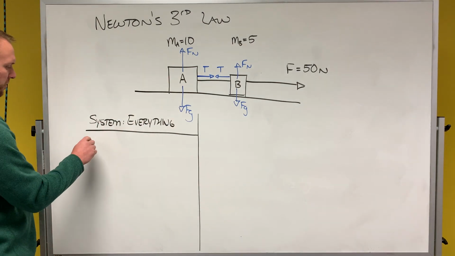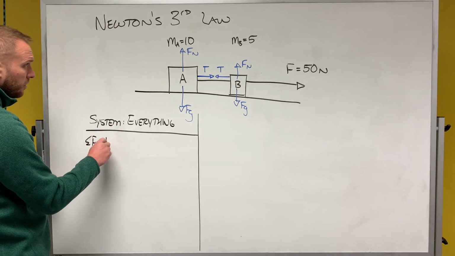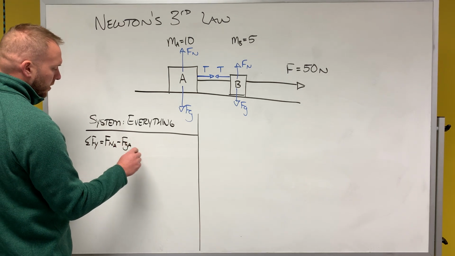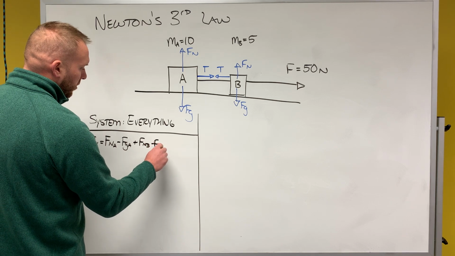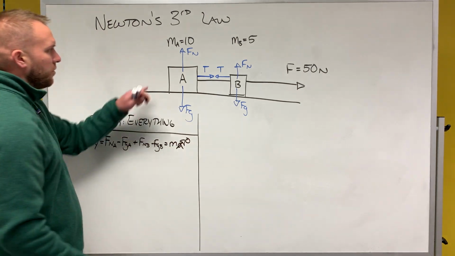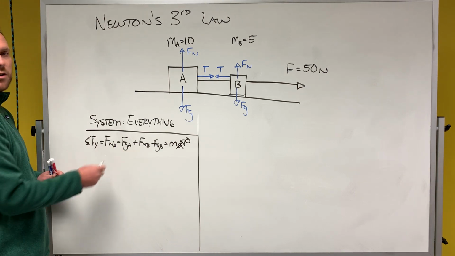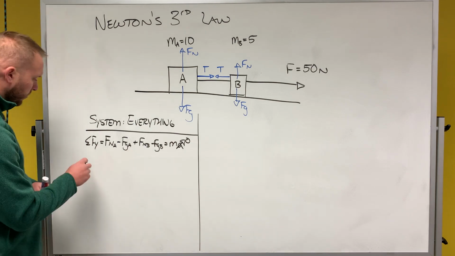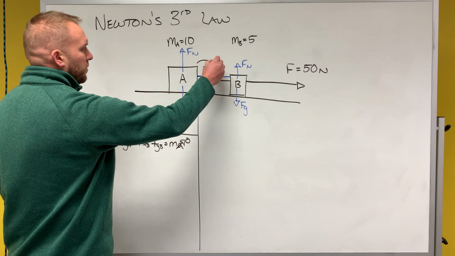So if we do that, the sum of the forces in the y direction are going to be the normal force on A minus the force of gravity on A plus the normal force on B minus the force of gravity on B equals mass times acceleration. My acceleration in the y direction is 0, so we know that all of these forces are going to cancel out. Normal force and gravity are the same, normal force and gravity are the same, so these really add up to 0. In the x direction then, what we're going to do is these are considered internal forces.